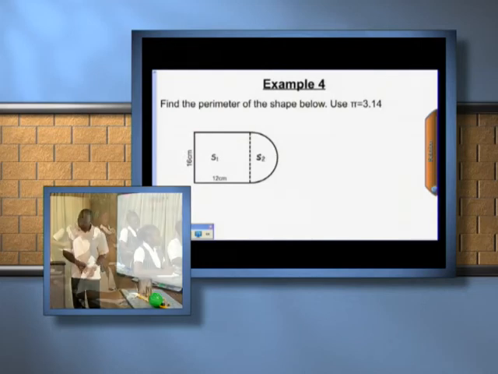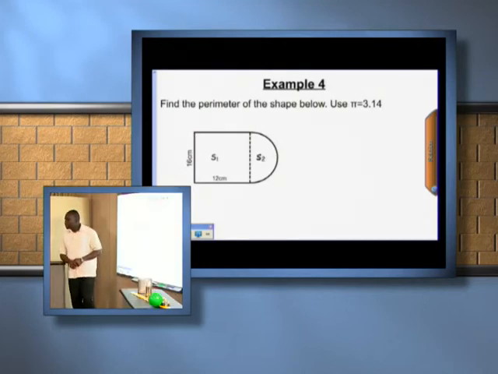Semicircle, how is a semicircle related to a circle? It's half. And do we know how to find the circumference of a circle? Yes. So if we want to find the circumference of the semicircle, what do we do? Divide by 2, because it's half of the circumference of the circle. Good, so therefore you're supposed to solve the problem already.